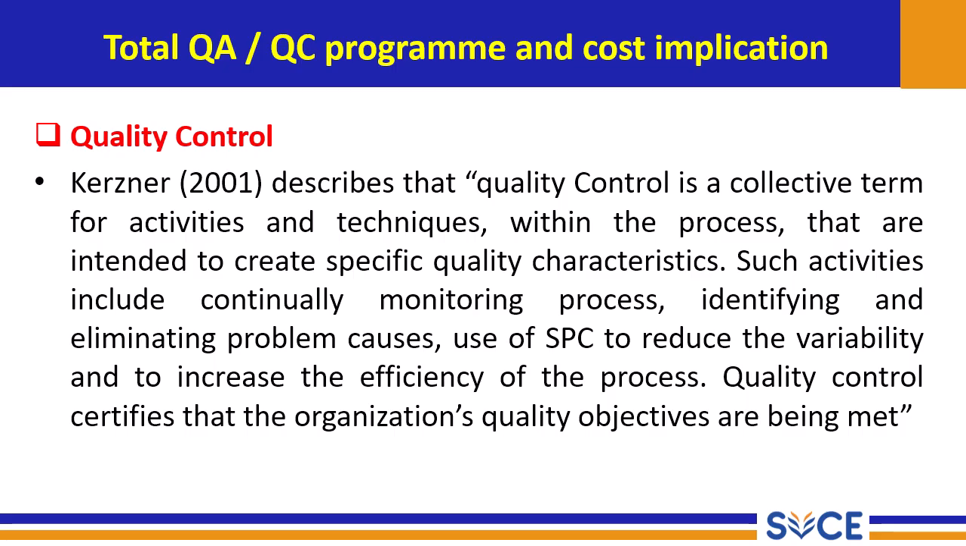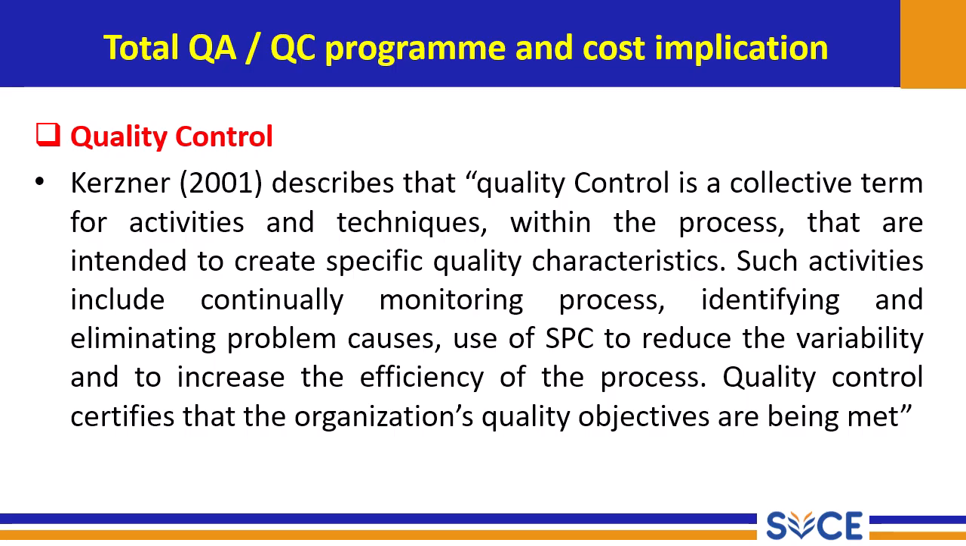First, one author describes quality control as a collective term for activities and techniques within the process that are intended to create specific quality characteristics. Such activities include continually monitoring the process, identifying and eliminating problem causes, and using SPC to reduce the variability and increase the efficiency of the process. Quality control certifies that the organization's objectives are being met.